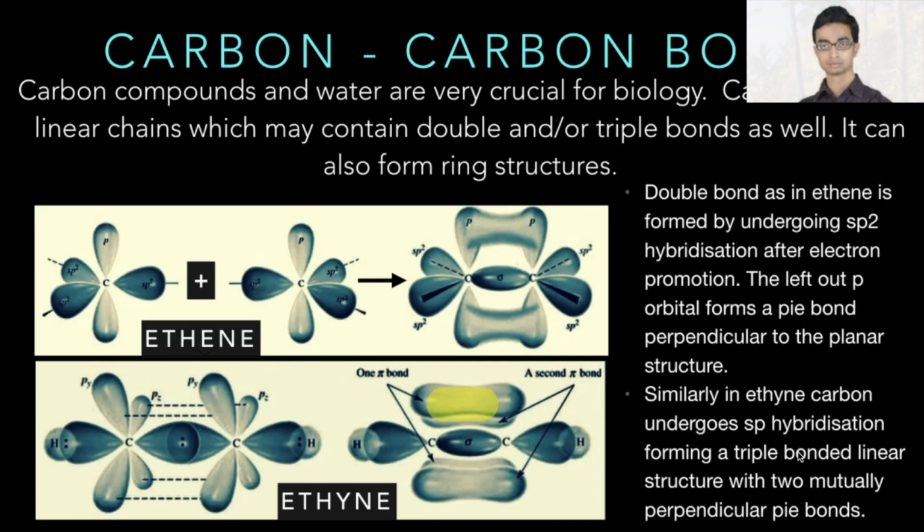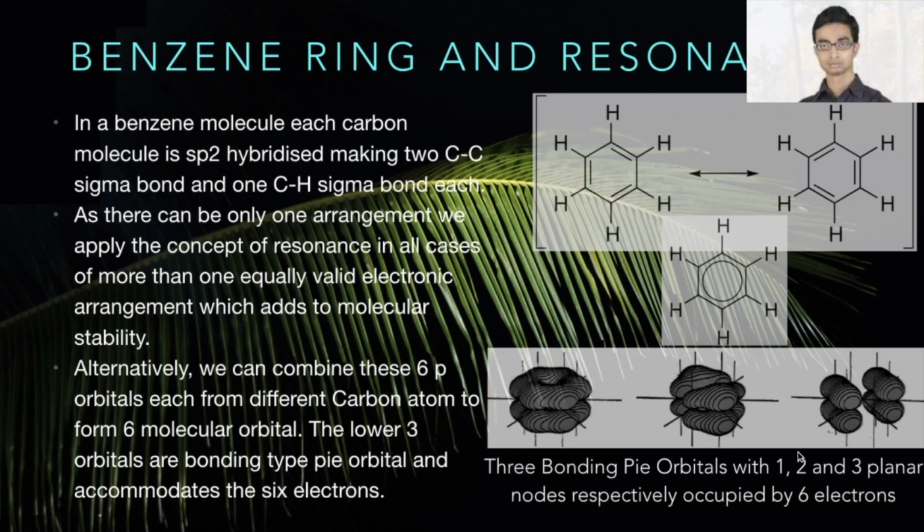In a benzene molecule, each carbon is sp2 hybridized, making two carbon-carbon sigma bonds and one carbon-hydrogen sigma bond each. There are two equally valid ways of arranging the remaining p orbitals to form pi bonds as per the valence bond approach of orbital overlap. Since there can be only one arrangement, we apply the concept of resonance in all cases of more than one equally valid electronic arrangement, which adds to the molecular stability.